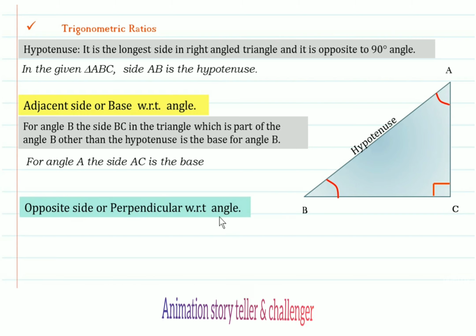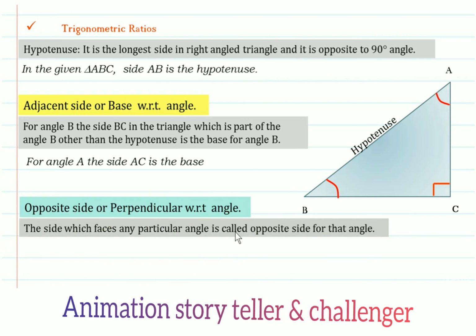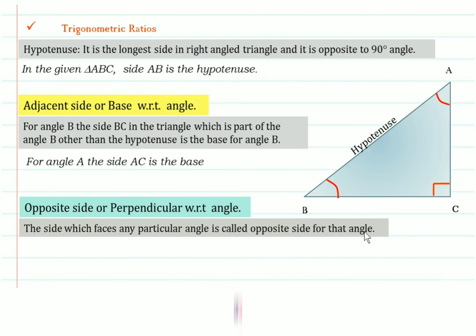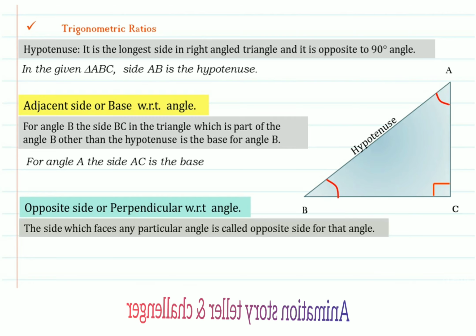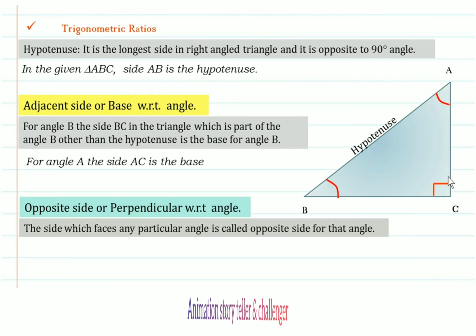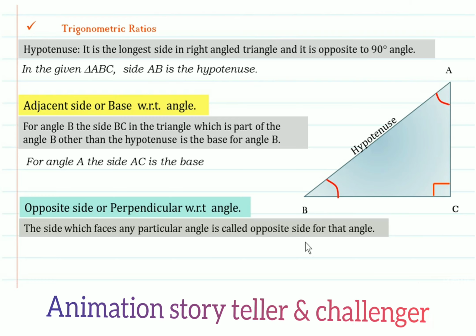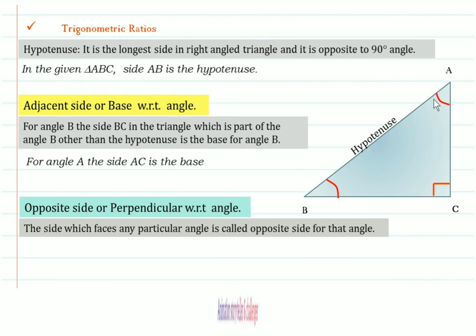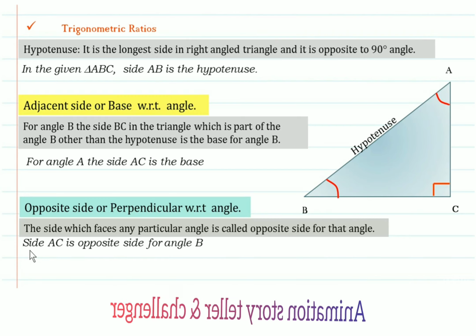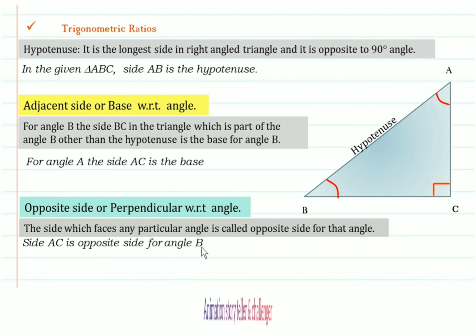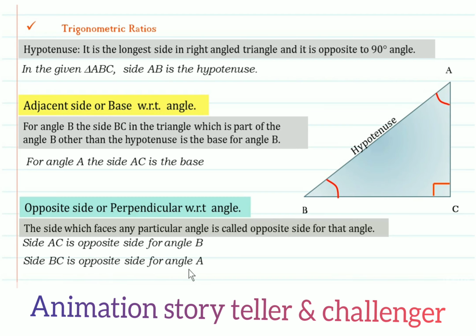Opposite side or perpendicular with respect to an angle. The side which faces any particular angle is called the opposite side for that angle. So if we take this angle B, then the side AC would be the opposite side or perpendicular for this angle B. If we take this angle A, then this side BC would be the perpendicular or opposite side for this angle A. So we can say side AC is the opposite side for angle B, and side BC is the opposite side for angle A.